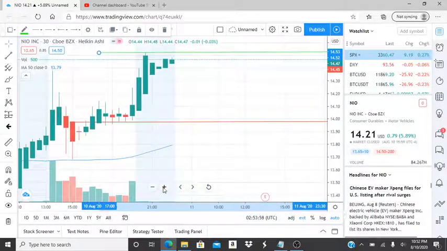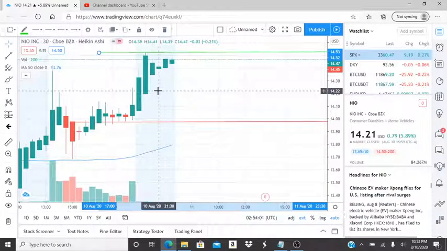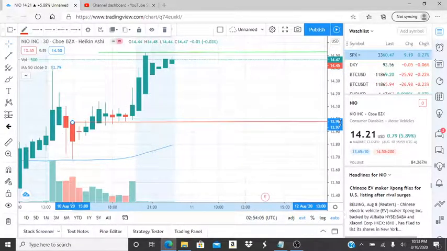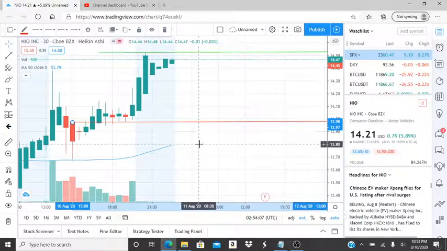We're gonna have to see if the bulls continue to maintain control. Just keep in mind the resistance level, the support level, the closing price, and the 50-day moving average of 13.79. So we'll have to see how this one plays out tomorrow.